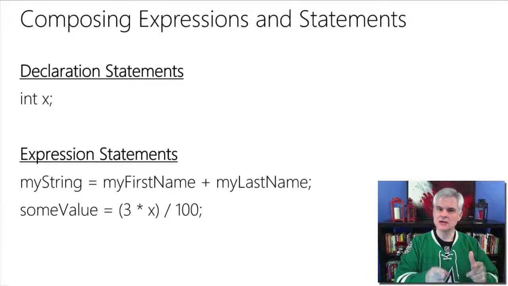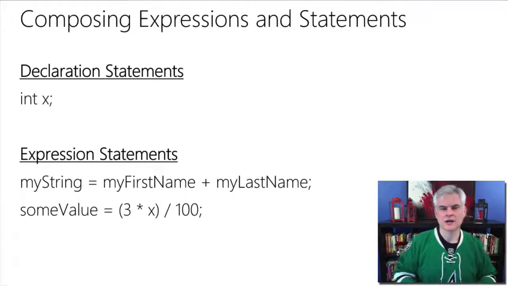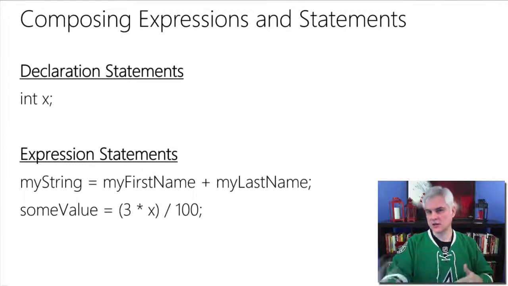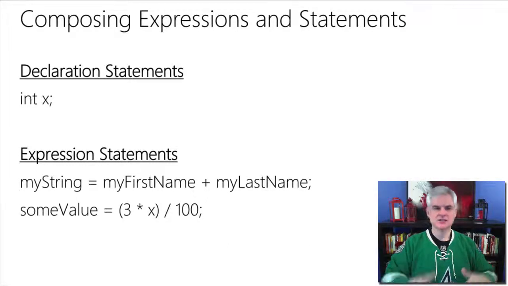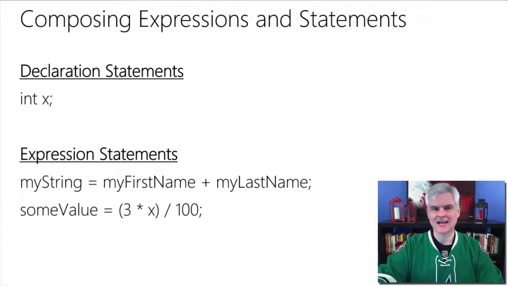In this case, notice that the parentheses operator is used for the order of operations, just like you would in any mathematical formula. So first, take 3 times x and then divide by 100. All right, so in each of these cases, the expression is evaluated and then assigned.